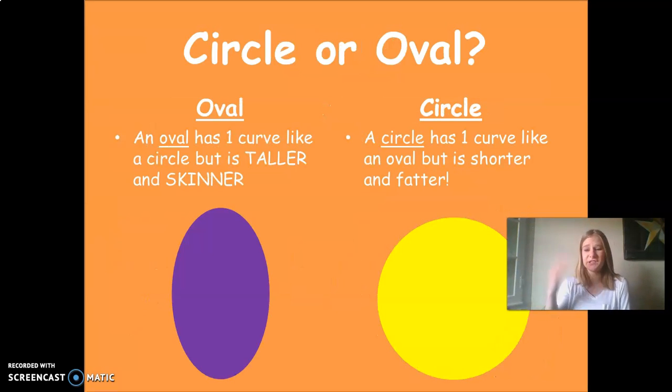How do I know if it's a circle or an oval? Sometimes that can be confusing. I have a purple oval and I have a yellow circle. I'm going to look at the purple oval first. I know it's an oval because it has one curve just like a circle, but it's taller and it's skinnier. And I know it's a circle because it has one curve, but it's shorter than an oval and it's fatter.